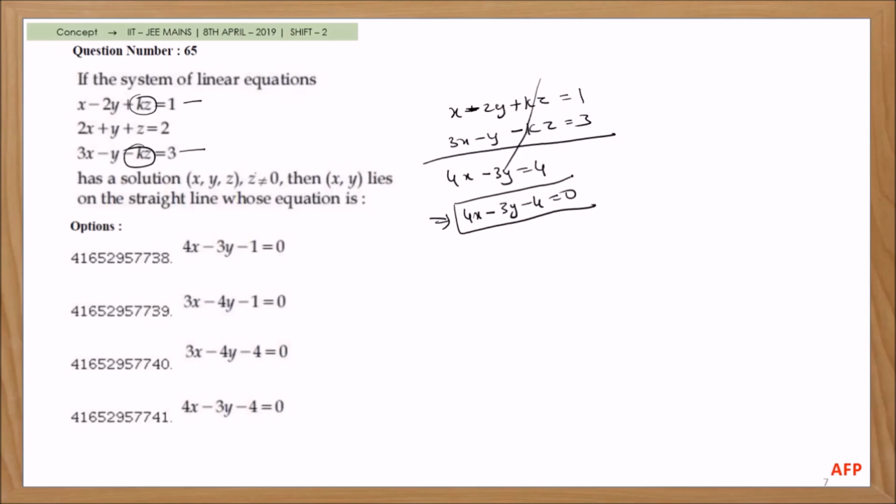This is a linear equation in x and y, and every linear equation in x and y always represents a straight line. So x comma y lies on a straight line whose equation is this. It follows the fourth option.